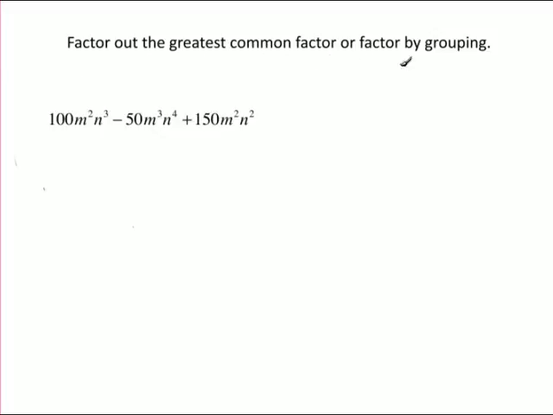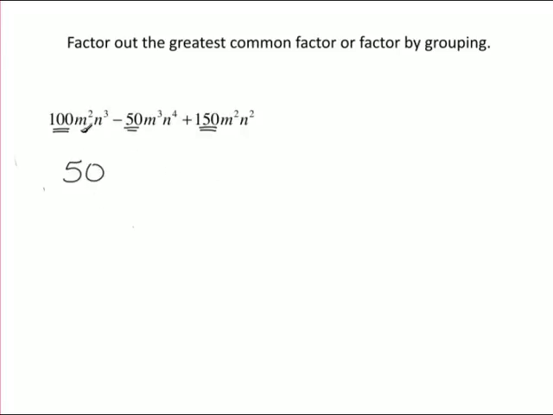Factor out the greatest common factor or factor by grouping. When we first see this problem here, what we want to do is to factor out the greatest common factor for the numerical part, or the coefficient part, of this problem. So if we look at the numbers 100, 50, and 150, we need to look for the greatest common factor, so the biggest number that can divide all of these numbers evenly. If we do that, we can see that we can bring out a 50.